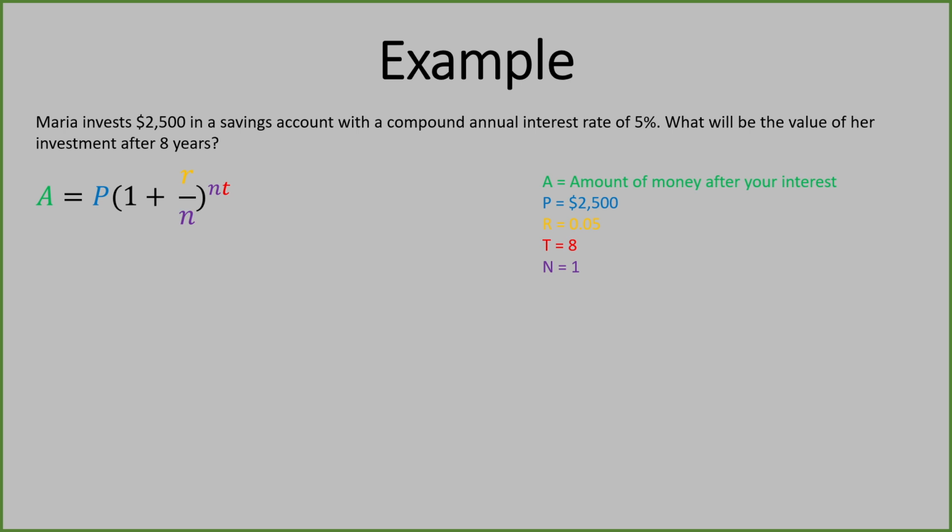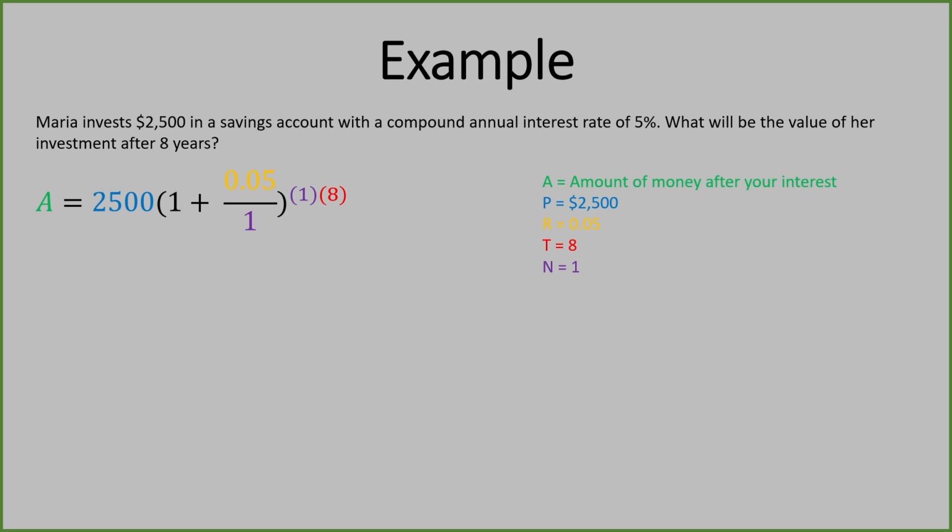Perfect. Now we can start replacing the values of our formula on the left with the numbers we just got out of the word problem. P is 2,500, R is 0.05, T is 8, and I'm going to make sure to put parentheses around it to remind us that it's a separate number from the n next to it. Now, both of my n values will be replaced with 1.